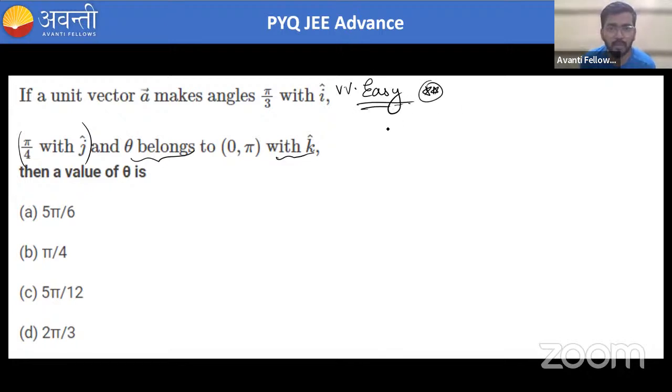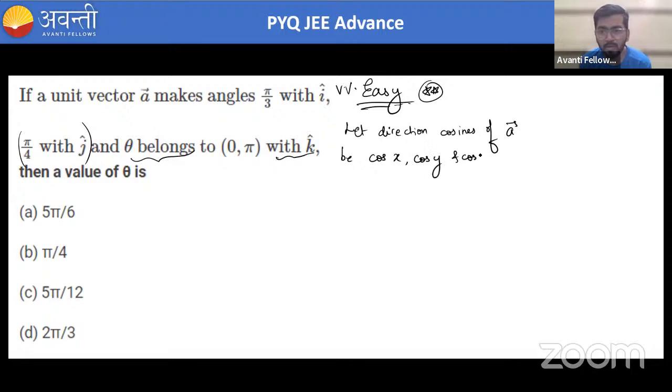Okay, so the simple property that you have to apply here is, first of all, let the direction cosines of a bar be cos x, cos y, and cos z, right? So what is x, what is y, and what is z?